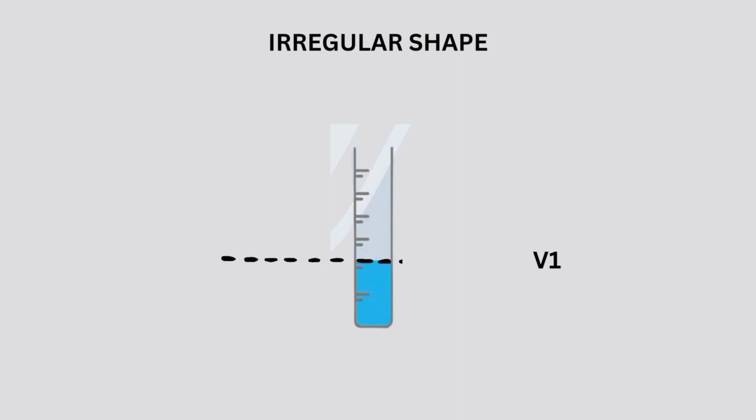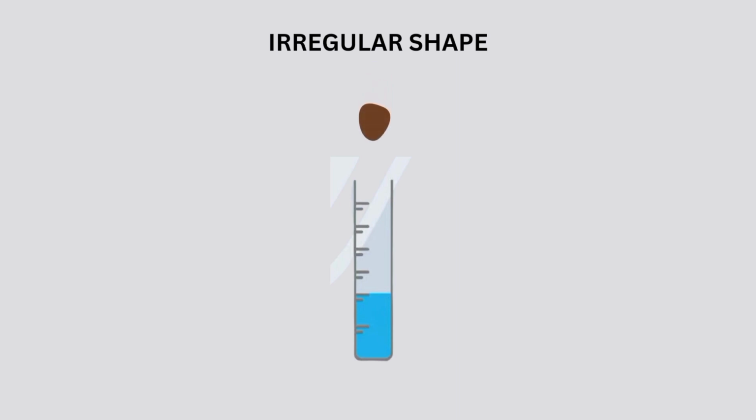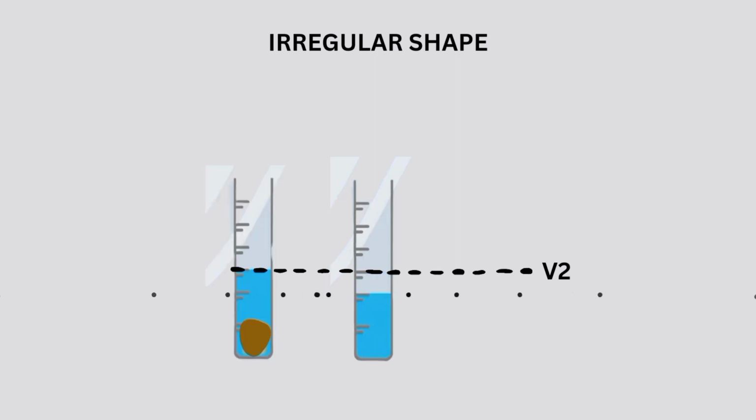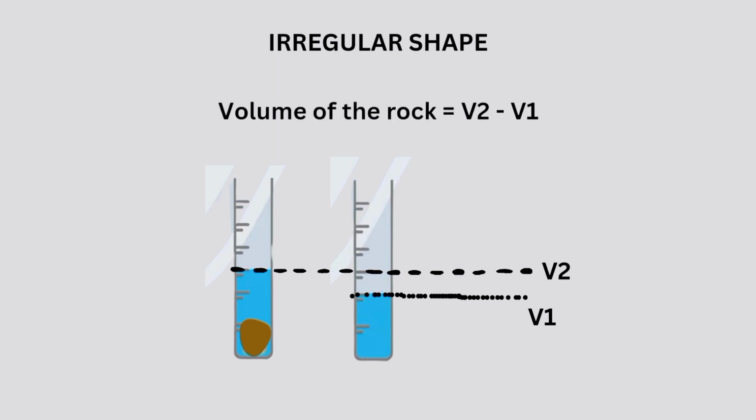Put some water into a measuring glass and mark the water's height as V1. We will find the volume of the rock as an irregular shaped solid object. Put it into the measuring glass and the water level will rise. Mark it as V2. The rise in water level is the volume of the rock.